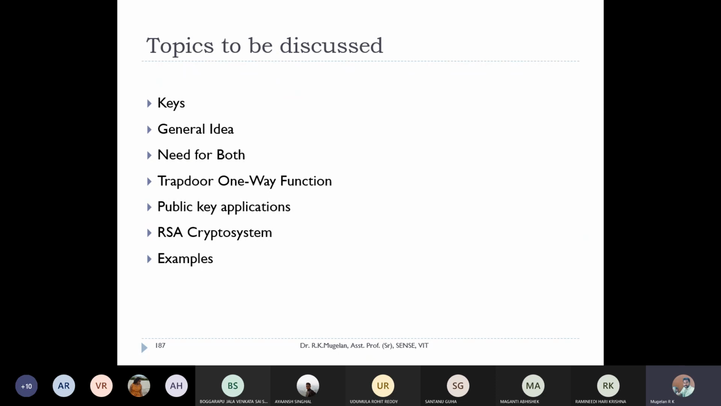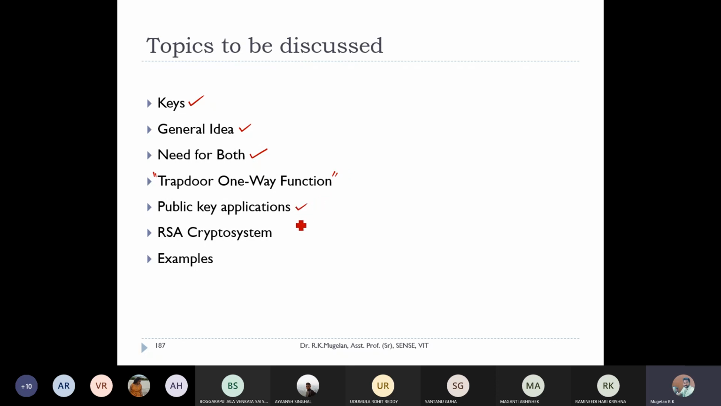Before moving into one of the asymmetric cryptographic systems, that is public key systems, we'll see what keys are used here. There are two different keys, and what is the general idea behind this public key cryptographic system, and what is the need for both public key as well as symmetric key crypto system. Next, we'll see one of the most important things called the trapdoor one-way function, which forms the basis, the basic thing which kindled our public key cryptography system. And then we'll see a few applications.